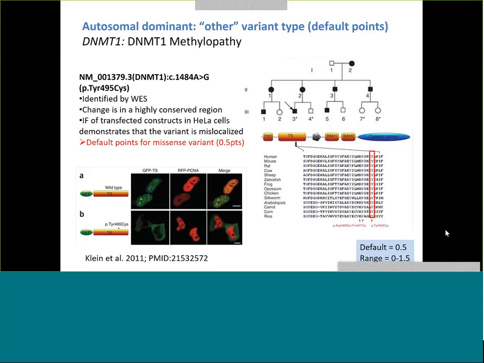So you could argue potentially that the GFP tag is altering localization, but in this case, we thought with a combination of the in silico conservation prediction and also that functional study that it was valid to give it the default score of 0.5 points, and then also to score that separately as experimental evidence.